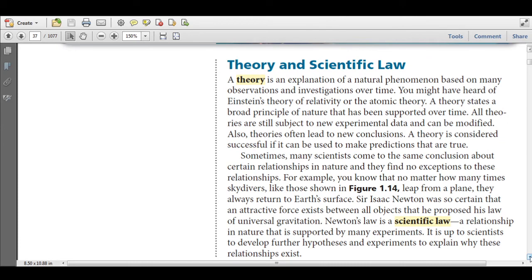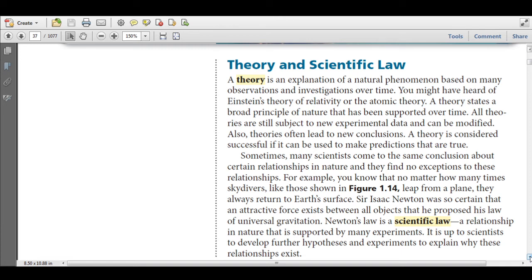A theory is an explanation of natural phenomena based on many observations and investigations over time. You might have heard of Einstein's theory of relativity or the atomic theory. A theory states a broad principle of nature that has been supported over time. All theories are still subject to new experimental data and can be modified. Also, theories often lead to new conclusions. A theory is considered successful if it can be used to make predictions that are true.